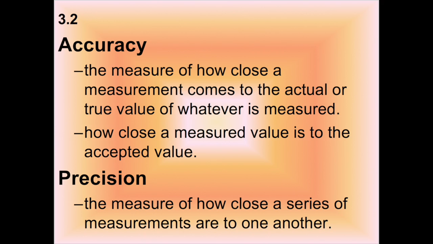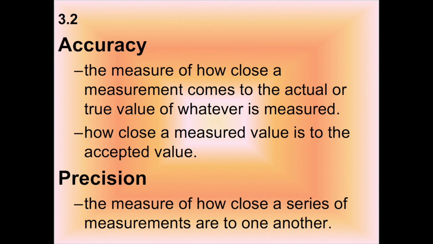So today, the only thing that we're really going to look at is two things: accuracy and precision. Accuracy is a measure of how close a measurement comes to the actual or true value of whatever is measured. So yesterday, in the density lab that I had showed you, the actual value was 9.7. So we would have been very accurate if our density that we measured in lab was 9.7. But it wasn't. It was 4.8, so we weren't very accurate.